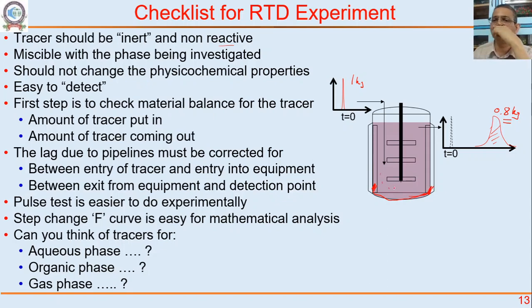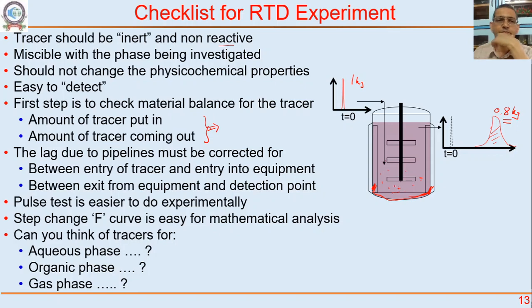Maybe there is a catalyst that is here. It is adsorbed on the catalyst. Something like that. Right? Only then our analysis will be proper if our material balance is proper. Then we might have to change the tracer so that it is not adsorbed. It is not stuck anywhere.